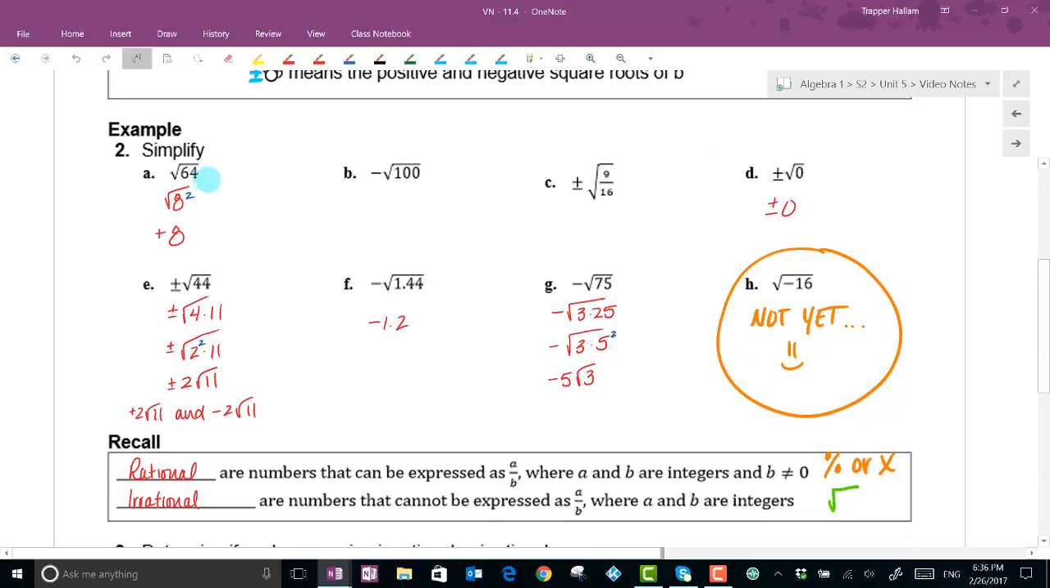So let's jump down here to an example. So here is the square root of 64. We assume that it's the principal square root, so we're going to look at the positive version of it. Again, those are canceling if you didn't catch that.